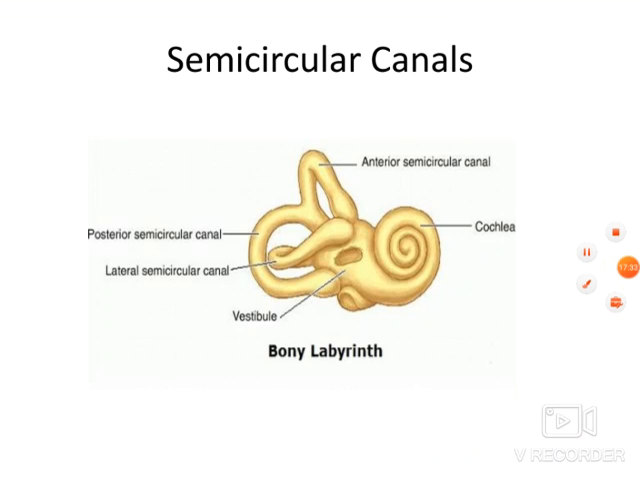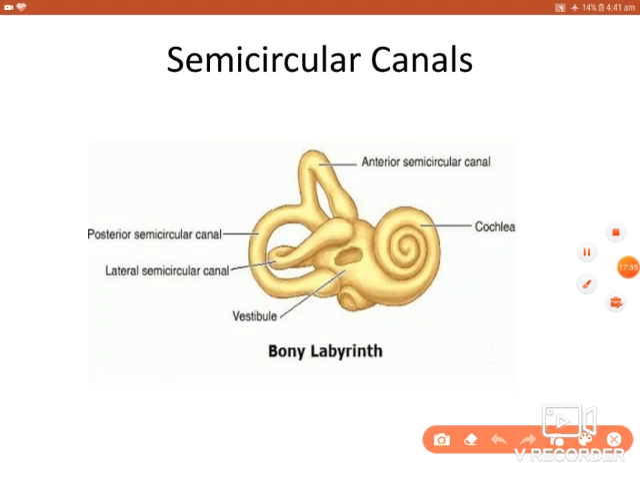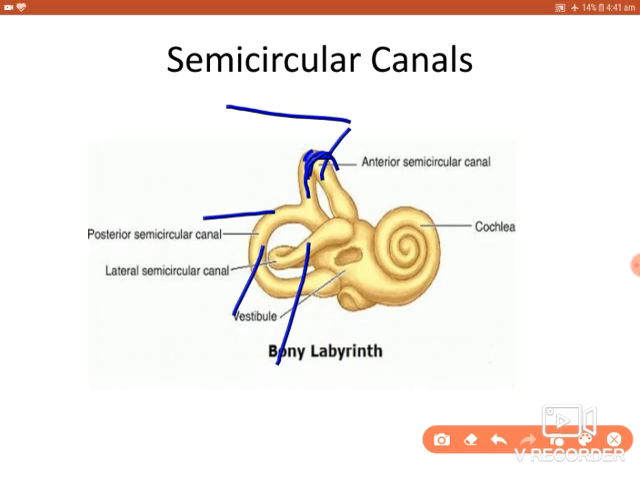Then here you can see the structure of the semicircular canals. This is the posterior part of the bony labyrinth, the semicircular canals. 3 semicircular canals are there: the anterior, posterior and lateral semicircular canal. The anterior semicircular canal has its convexity directed upwards. The posterior semicircular canal convexity is directed posteriorly. The lateral semicircular canal convexity is directed posterolaterally.